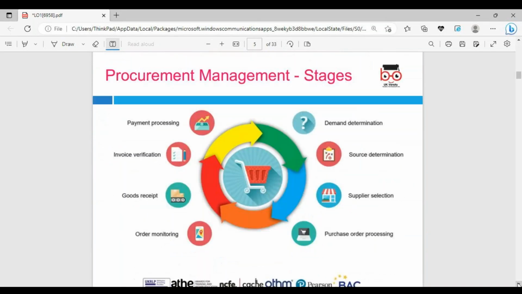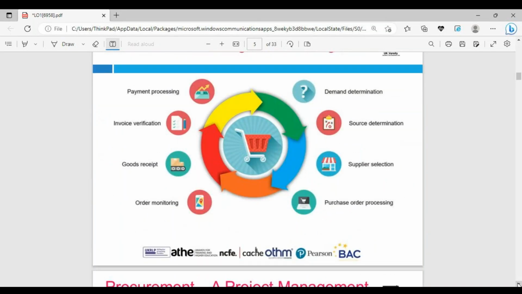So when we're looking at procurement, we're looking at demand determination. You have to look at what the demand for the product is. So any budget you make, you're always looking at the sales forecast first. If your sales are growing, you need more goods. Yes, you're expecting the sales will grow, you're looking at economic growth. Yeah. So source determination, supplier selection, purchase order processing, order monitoring, yes, goods receipt, invoice verification, and then you make the payments.